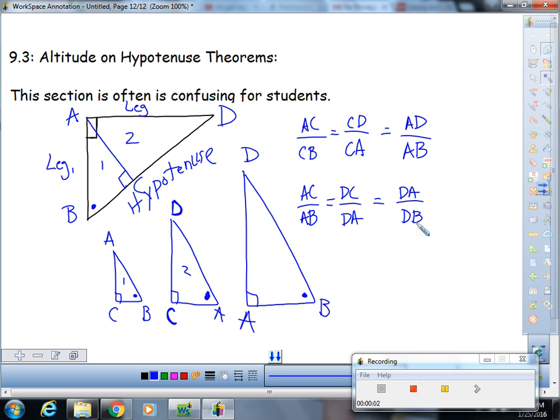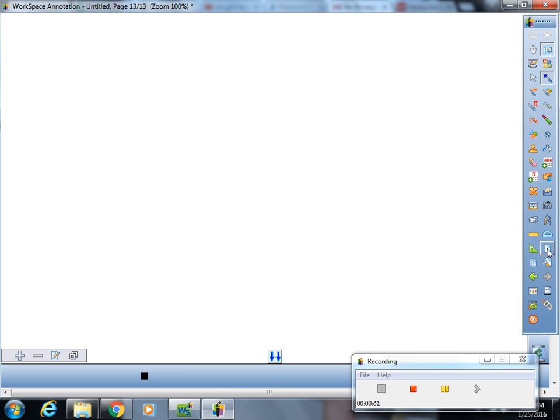And if you remember from the test, here you could get DA squared is DC times DB, and that was kind of like what we wanted to prove on the test. So, if you understand that there are three right triangles created, then I can give you the shortcuts, the theorems.